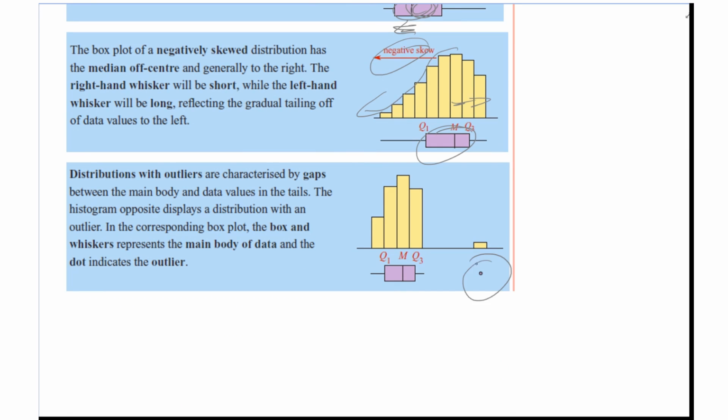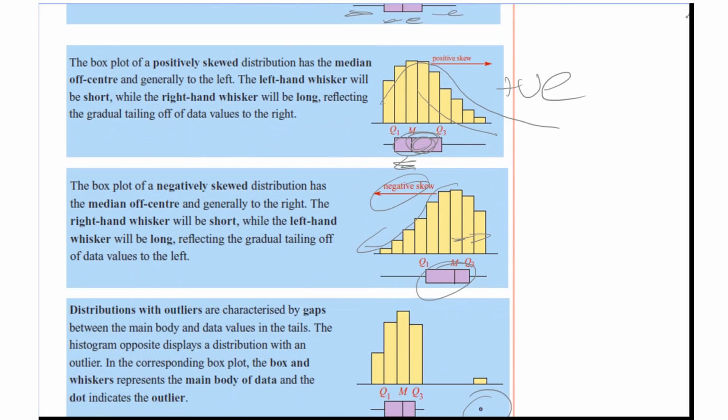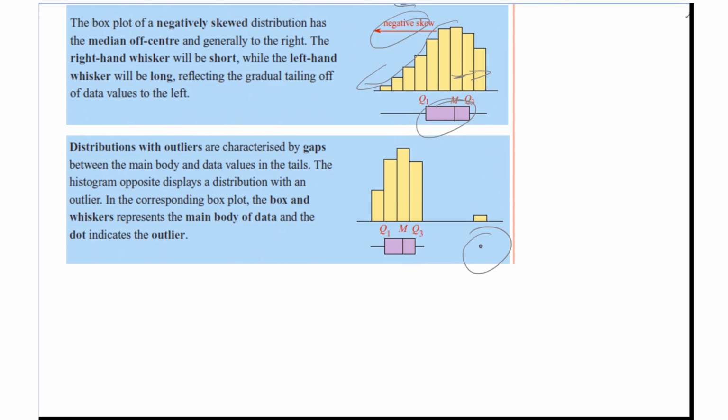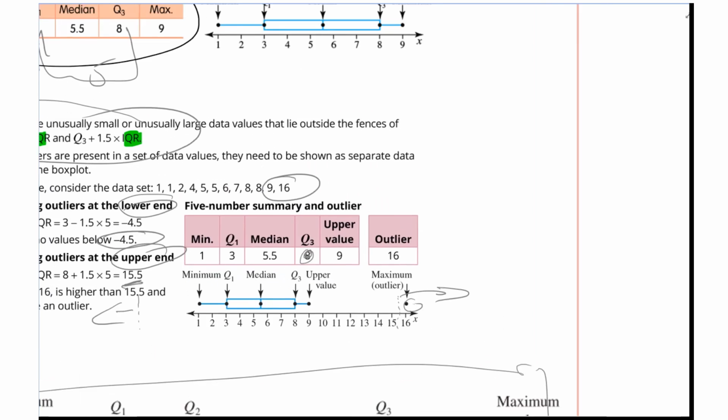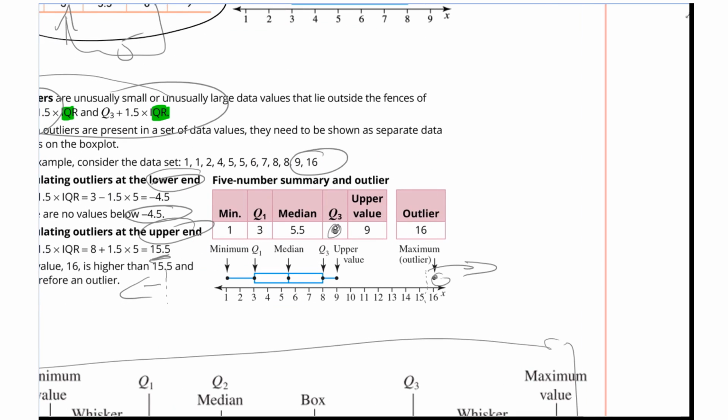That's where I got my, and sorry, I forgot to mention it, I'll go back in a moment to how we draw outliers. The histogram opposite in this one displays a distribution with an outlier. This represents the main body of the data. This is representing our dot. That's how we represent an outlier. I should have been a bit more explicit with that. Back here, we represent this outlier. However many outliers I have, we represent them by dots.